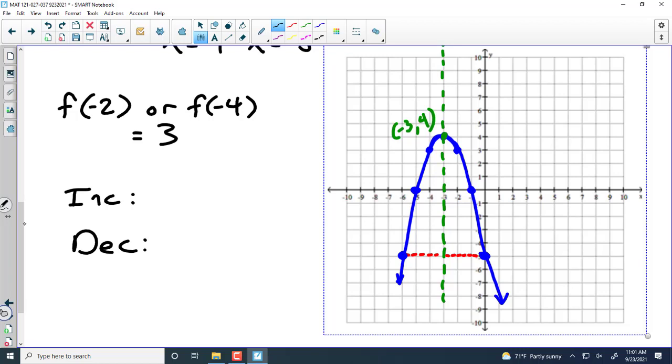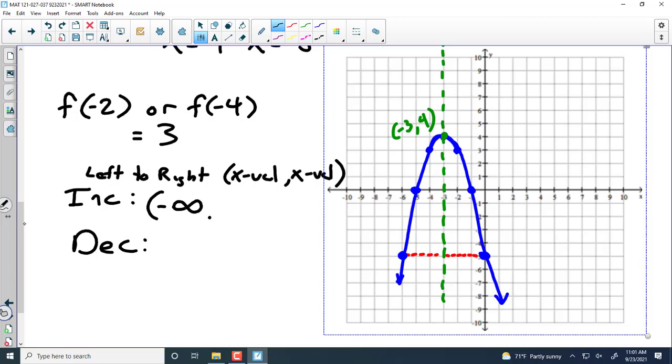Increasing and decreasing. Where's the graph increasing? Where's it decreasing? Please remember, when you're doing these things, you're going left to right, and you're only looking at the x values, and you're only looking at parentheses. So you're going left to right, x value to x value. In this case, we are increasing from negative infinity all the way up to what x value? Negative 3. And once we get to negative 3, we start decreasing for the rest of the way.